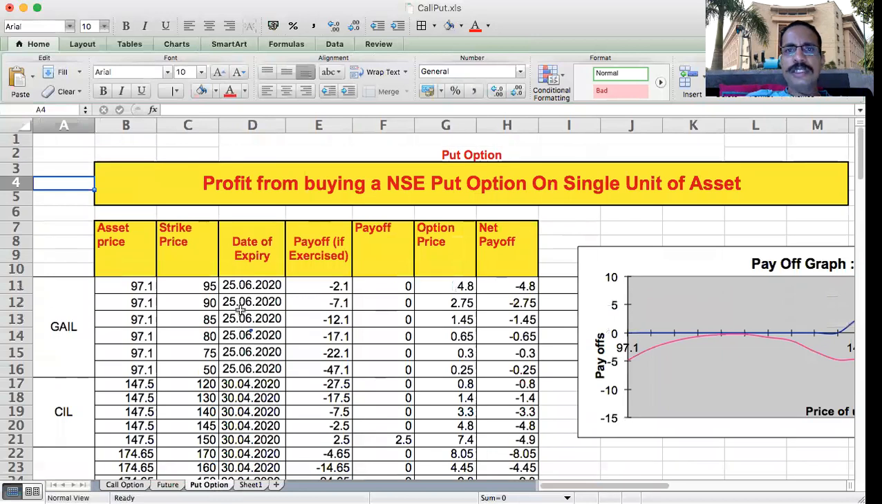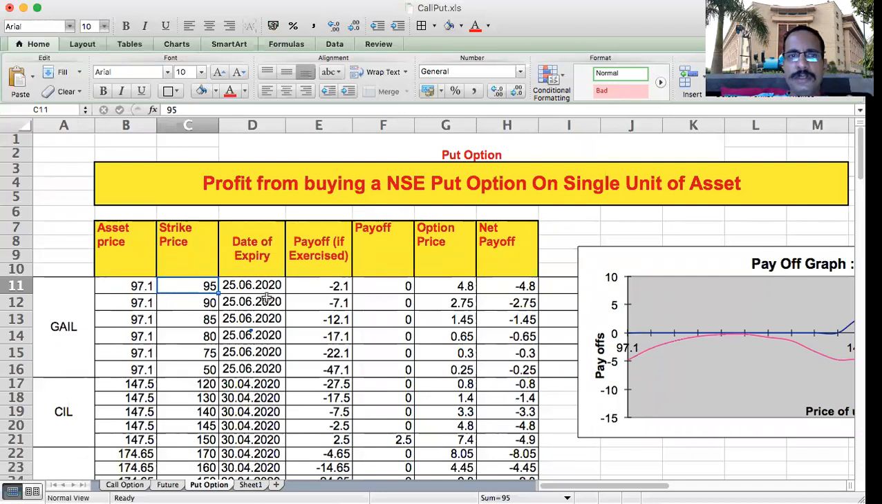So put option is an option to sell, right? So suppose 97.1 is the present price of my Gale stock. I fear that it will fall further. I say that I have the right to sell this stock at 95.